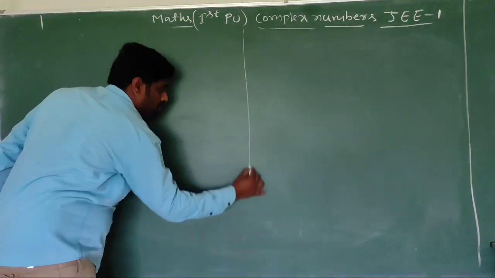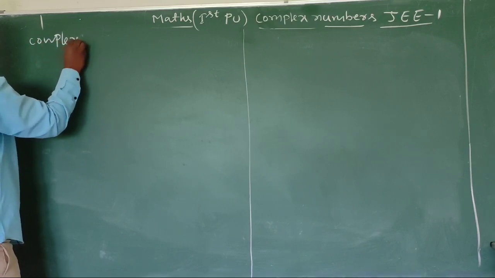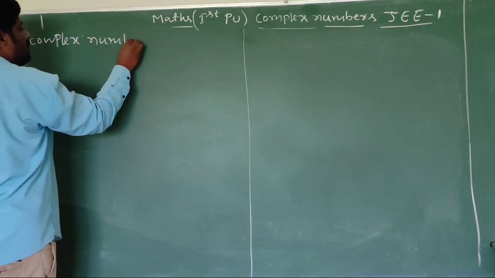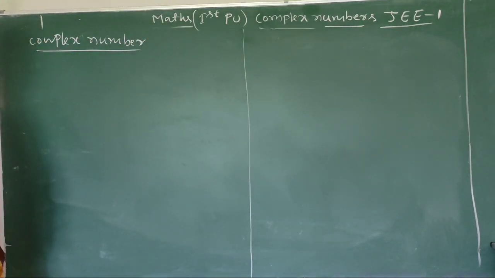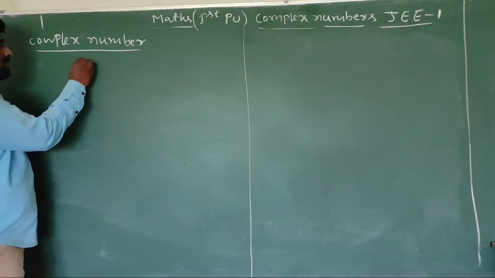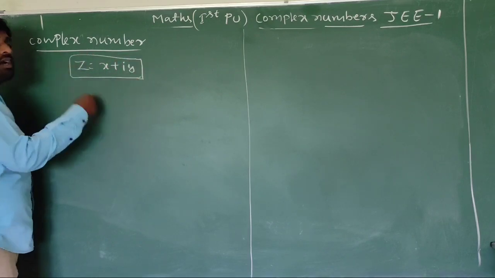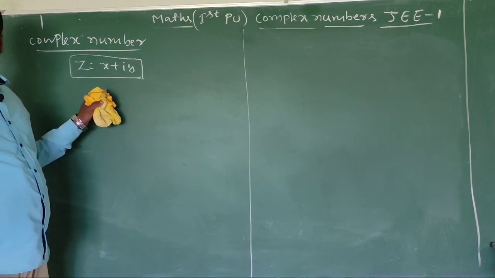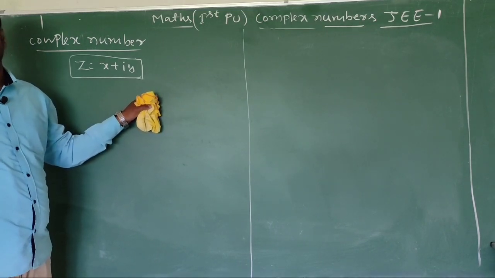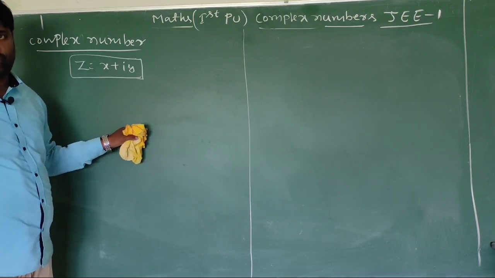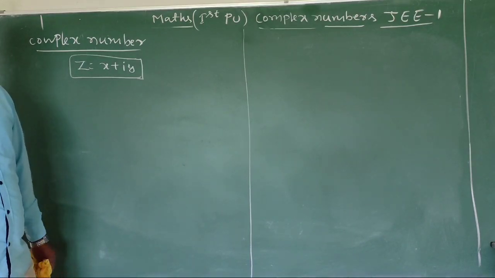Next, complex number. Here complex number means any number in the form z is equal to x plus iy. This is called a complex number. Any number in the form x plus iy, otherwise you can take a plus ib, or p plus iq. Any number in which an imaginary part is there is called a complex number.